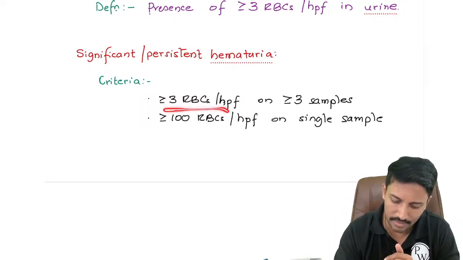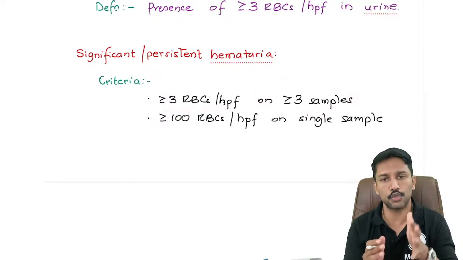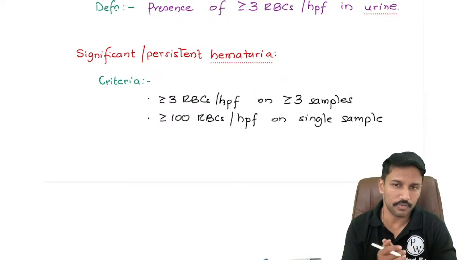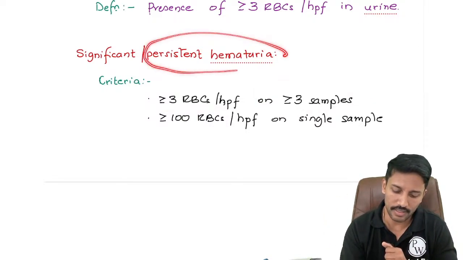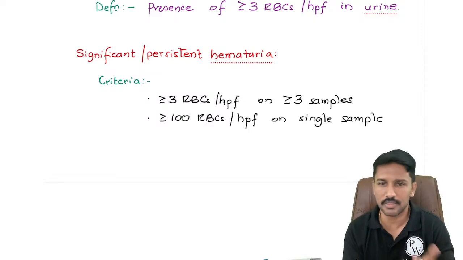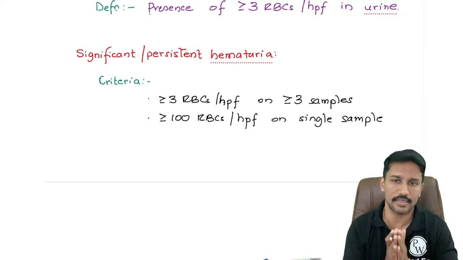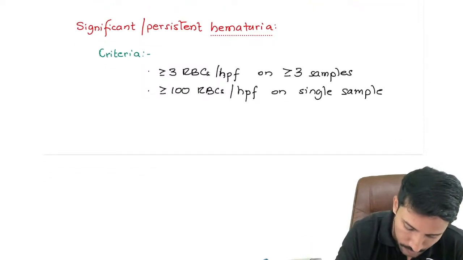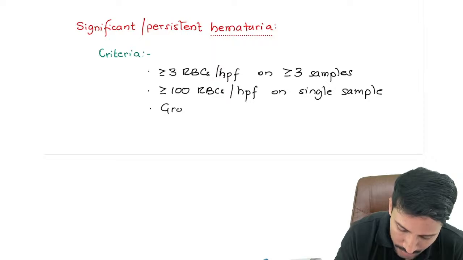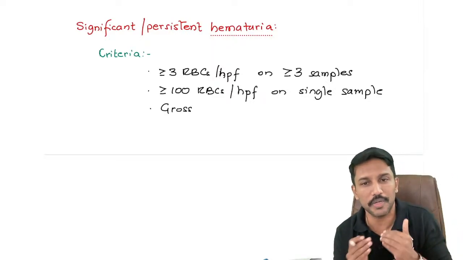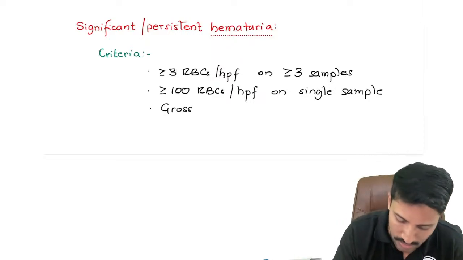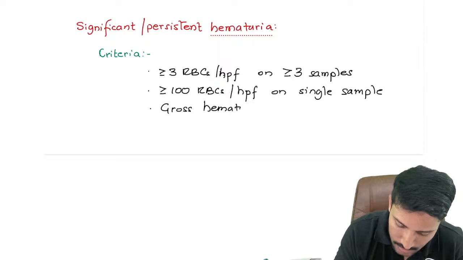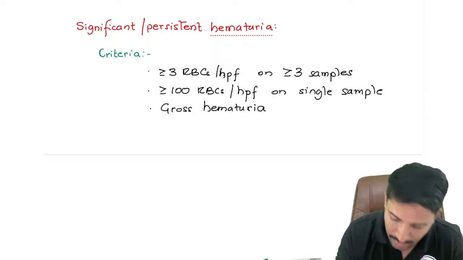But if it is less than 100, then only when 3 samples show that there are more than or equal to 3 RBCs per high power field, only then I can call it as significant or persistent hematuria. The meaning of both is same here. And then third, gross hematuria, where from the naked eye only you know that patient has blood in urine. Gross hematuria will also be considered as persistent or significant hematuria.